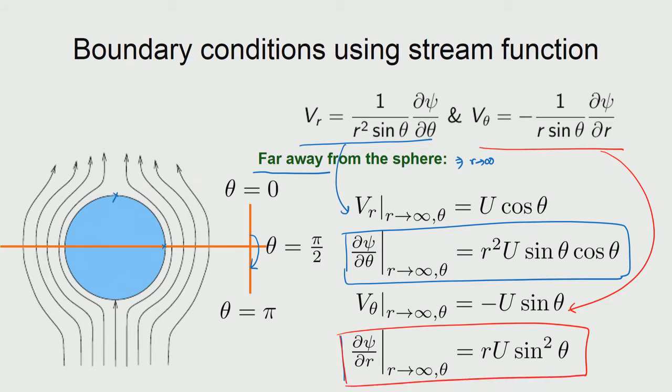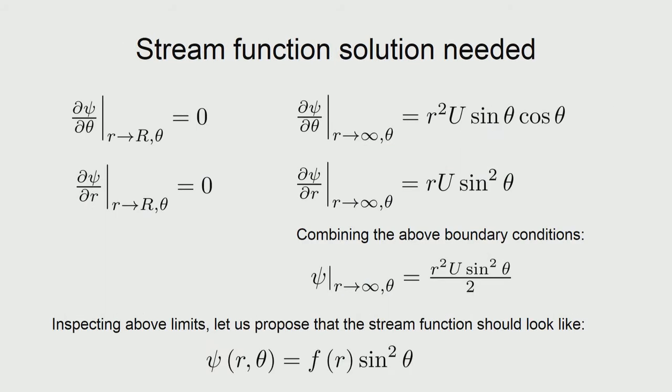So, we now have two sets of conditions on psi: the differentials when r is going to the capital R on the surface of the sphere, and when r goes to infinity, that is far away from the sphere. So, we have got 4 conditions on psi. These 4 are listed here: 1, 2, 3 and 4.